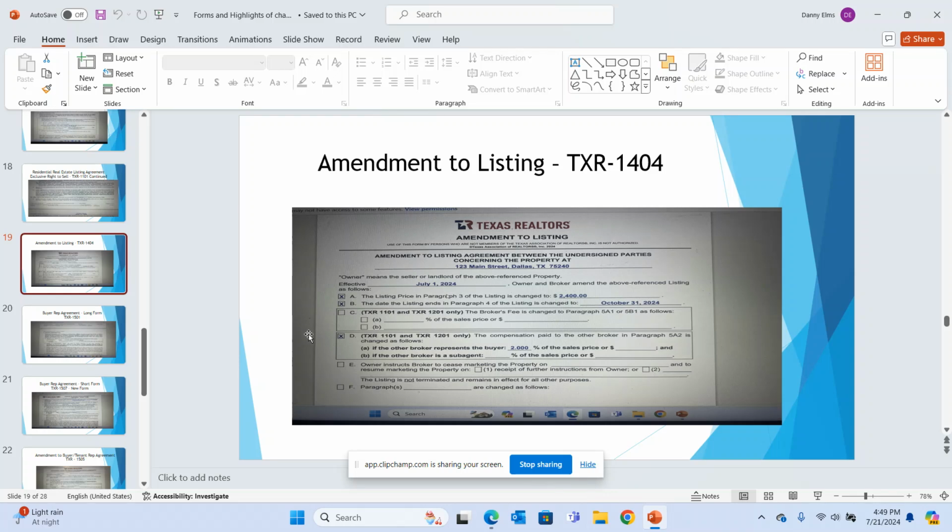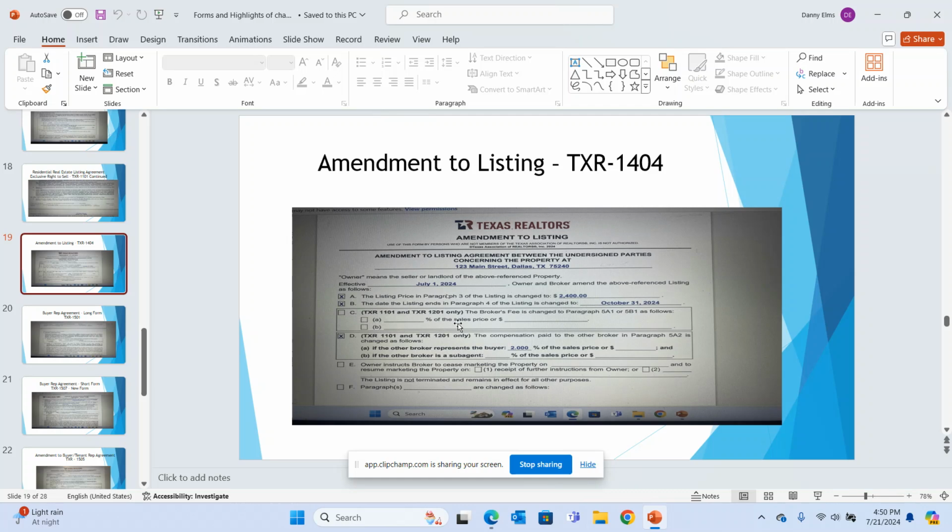But the big change is here where it talks about compensation. So look at this. We have two choices, and I used paragraph D as the example here, but we'll read both. TXR 1101 and 1201 only. Okay, that's the listing agreements. The broker's fee is changed to paragraph 5A1 or 5B1 as follows. Okay, and you'd put it here.